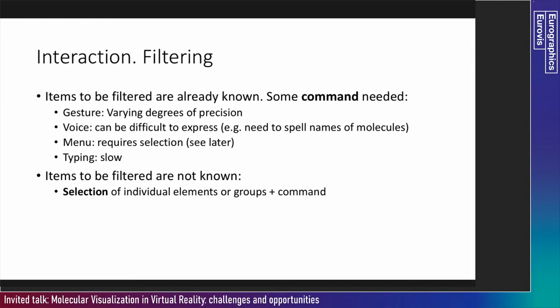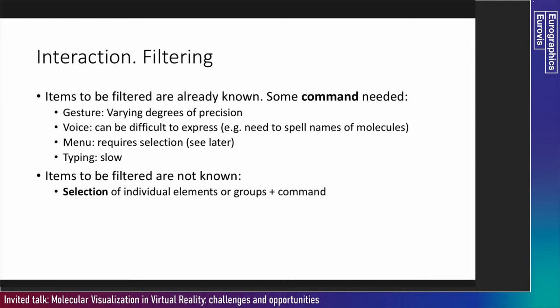We can also issue commands by voice, which is pretty tempting. But if you think of the elements that we might be interested in selecting in molecular rendering, we may end up having to spell some strange or complicated words that may require a lot of time to spell. Using menus is another possibility, but it requires selection, which I'm going to analyze later. And some techniques also use typing, but typing in virtual reality is incredibly slow.